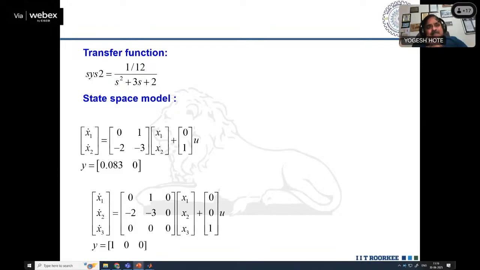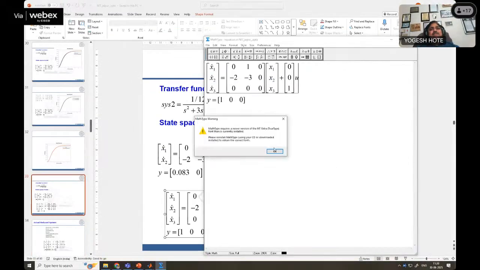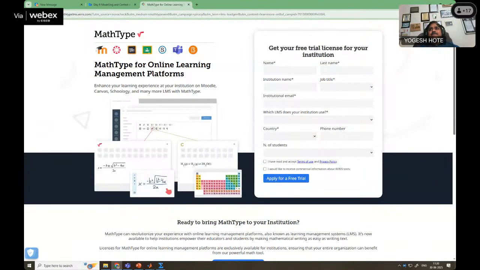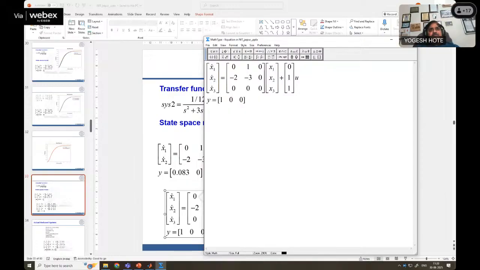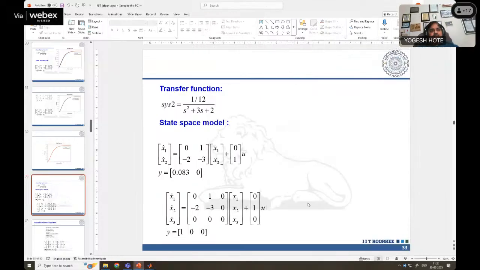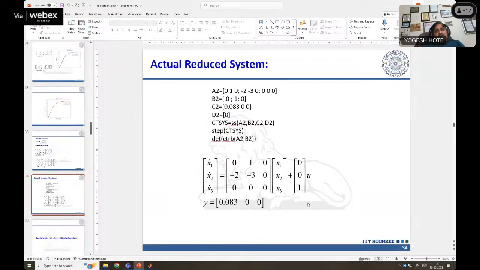Sir, is the B matrix the second quantity 1 instead of 0, 0, 1? Should it be 0, 1, 0? Okay, I have missed it. I can write 0, 1, 0. Okay, so now this is the A matrix and B matrix. In my programming, I have written correctly. Yeah, 0, 1, 0. Correct? Yes, sir.